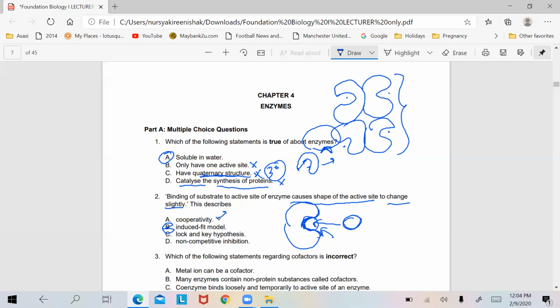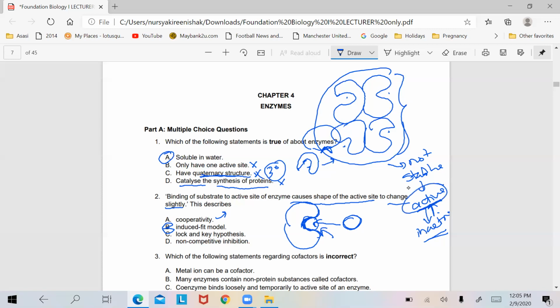Cooperativity involves basically the allosteric enzyme. For this allosteric enzyme, they are not stable. This enzyme will keep on changing from active form to inactive form, active form, inactive form. So the allosteric enzyme is not stable. In order to stabilize the enzyme into the active state, you will need one substrate to bind to one of the active sites, and it causes all the subunits to be in the active form. It locks all the active sites.